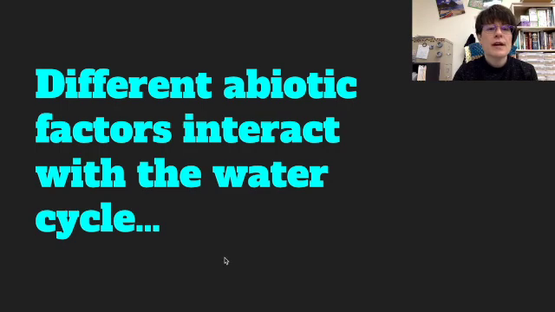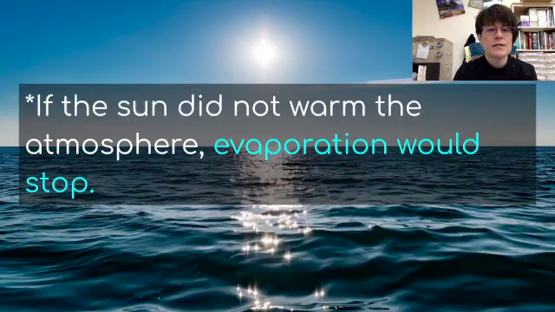Now, different abiotic factors interact with the water cycle that you probably haven't really thought about. So let's take and analyze each one of these. First of all, if the sun did not warm the atmosphere, evaporation would stop. So the heat from the sun is essential.